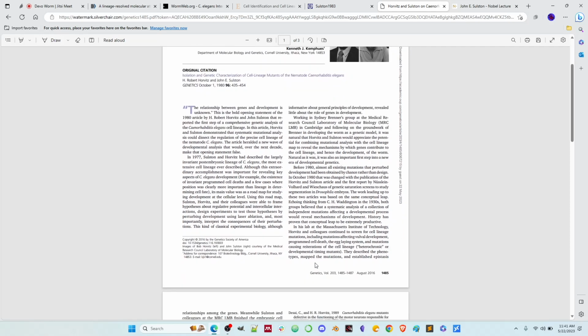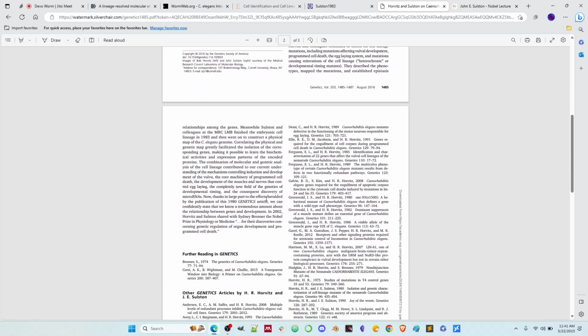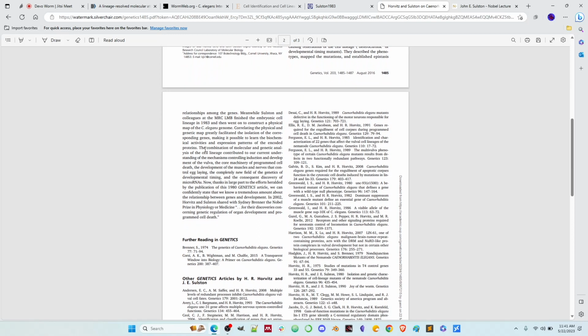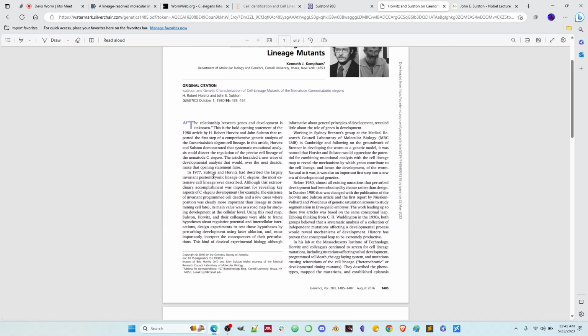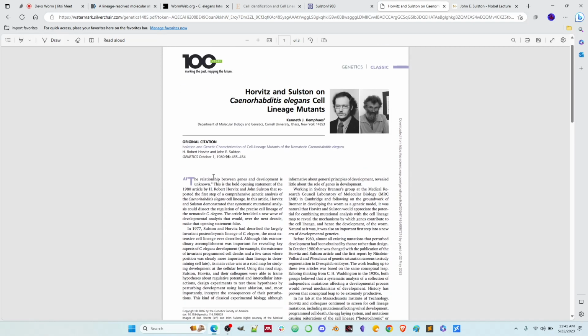And so they talk about this a little bit here. It's not very long. The combination of molecular and genetic analysis of the cell lineage contributed to our current understanding of the mechanisms controlling induction and development of the vulva, the core machinery of programmed cell death, which is apoptosis, which we talk about all the time in this group, the development of the muscles and nerves that control egg laying, and developmental timing, which is a part of genetics, and the consequent discovery of what we call microRNAs. So C. elegans has been useful from a number of perspectives in studying development.